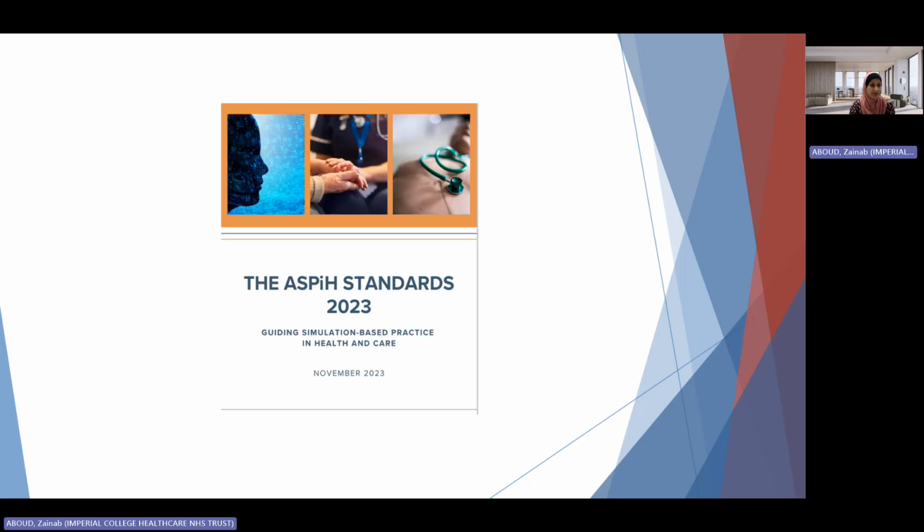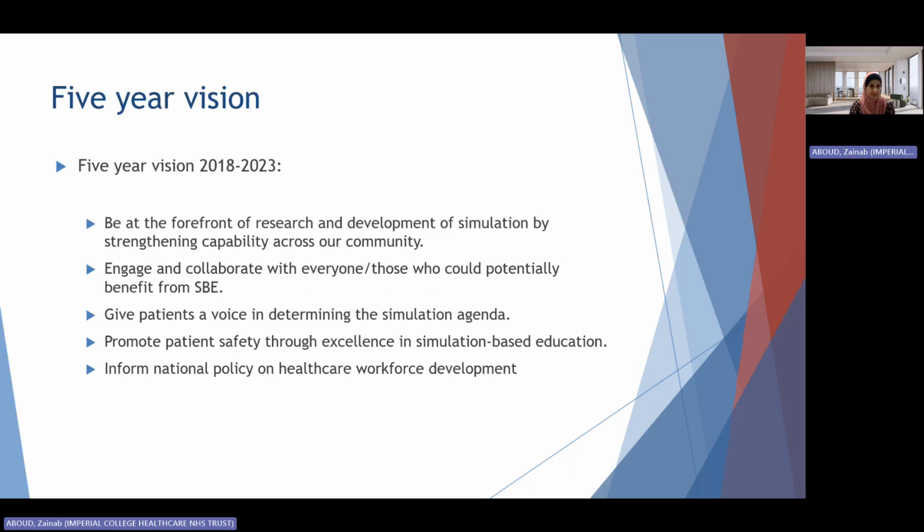They've also set the standards for 2023. They produced their guidelines. So in simulation centres around the UK, especially in our hospital and another hospital, Chelsea and Westminster, we follow these guidelines and standards, and we try to abide by them to improve and reflect and provide the best simulation. They have a 5-year vision. From 2018 to 2023, they had 4 or 5 points that they wanted to start with, including safety, promoting patient safety, and informing national policies so that healthcare workforce development can all follow.